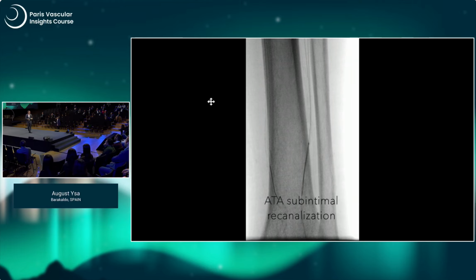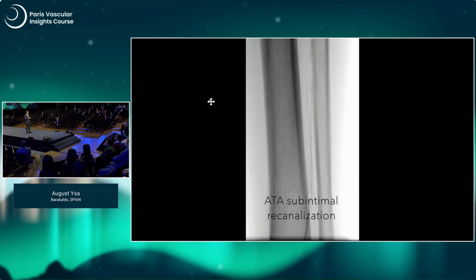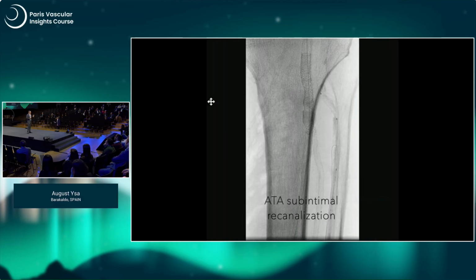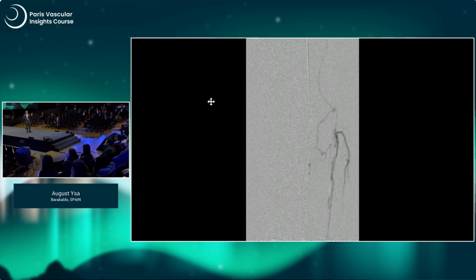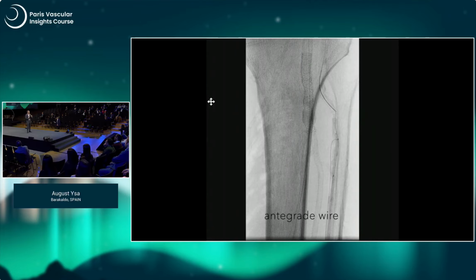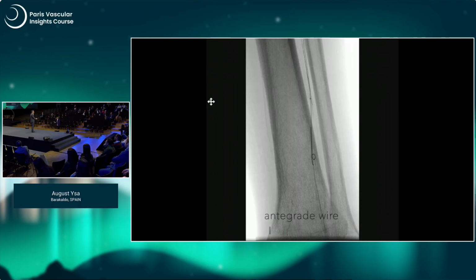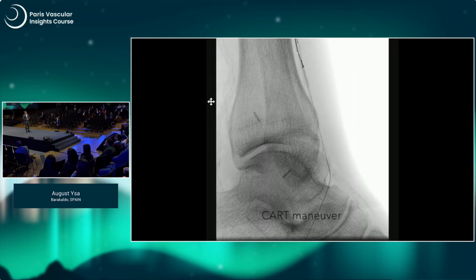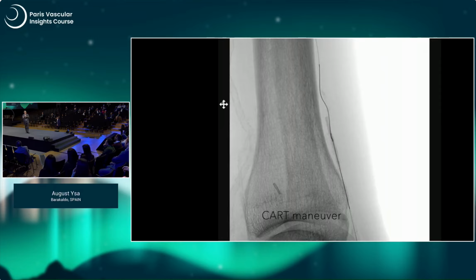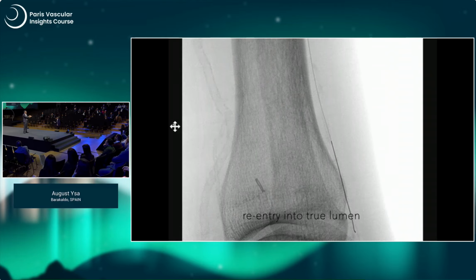And then with the retrograde axis, we were able to cross quite aggressively in a subintimal manner up to the proximal aspect of the anterior tibial artery, but this was enough to open the gate for the anterograde wire, and the anterograde wire jumped into the subintimal space. And as you can see, it just went down pretty nicely, but we were unable to re-enter. So at that stage, what we usually do is just do some carD maneuver. We blow up a balloon to break the lamella, and then you see that eventually we were able to cross.